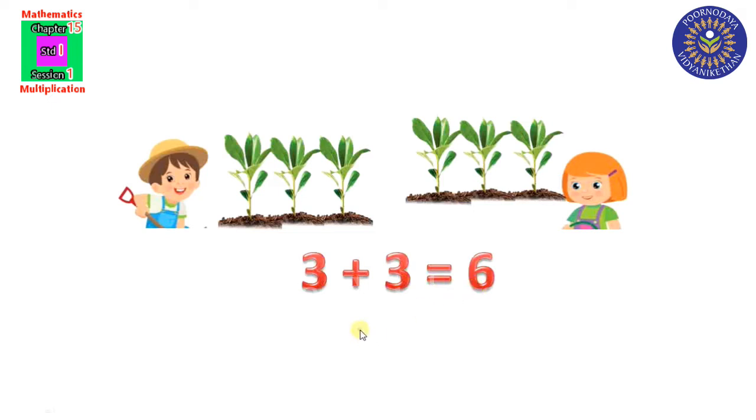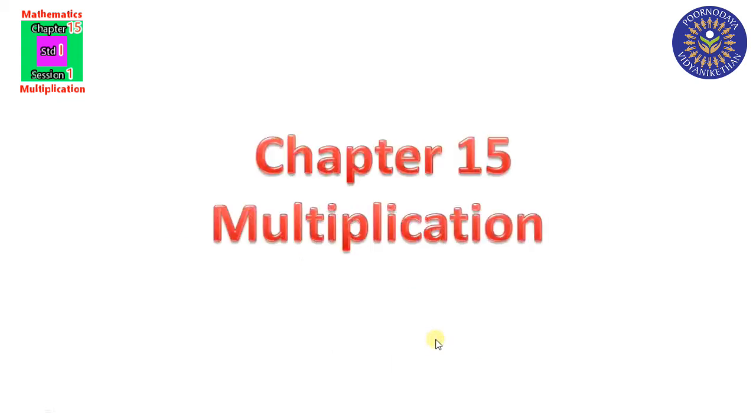That we can also write like this. 2 groups of 3, or 2 sets of 3. 2 into 3 is equal to 6. How can we read this? 2 into 3 is equal to 6. Children, this is multiplication. Now, we are going to learn a new chapter, chapter 15, multiplication.